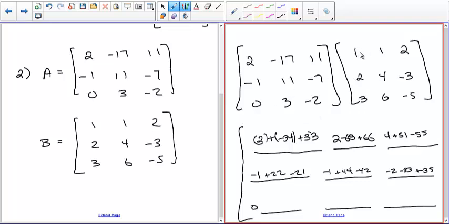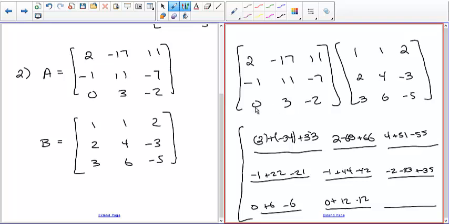0 times 1 is 0. This is 6 minus 6. Okay. This times that, 0, 6, negative 6. Then you have 0 times 1, which is 0. 3 times 4, which is 12. Negative 2 times 6 is negative 12.